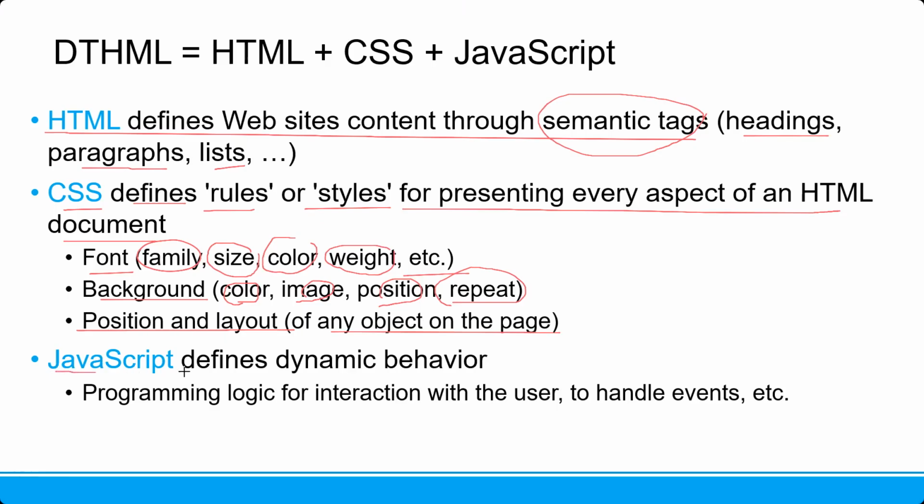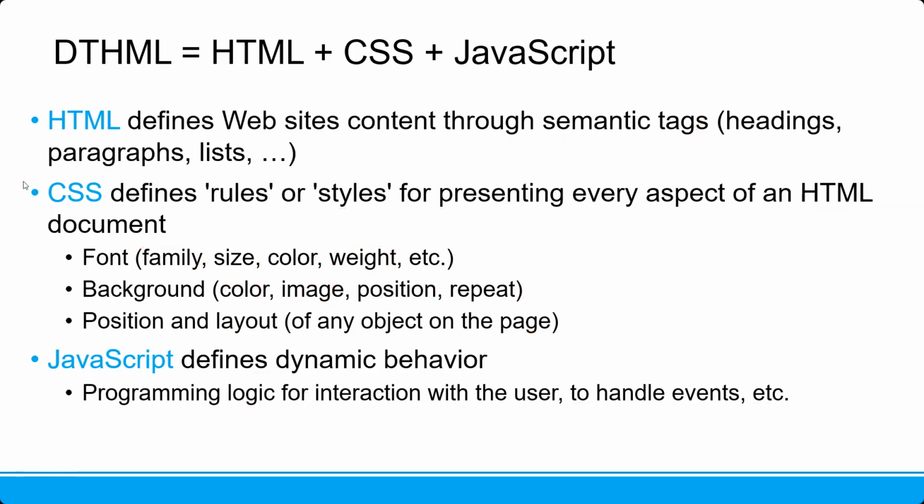With JavaScript, we want to define the dynamic behavior. Dynamic behavior means there might be some programming logic for interaction with the user, to handle events and so on. So that's why I think there are many websites and many books that try to discuss the combination of these three: HTML, CSS, and JavaScript.